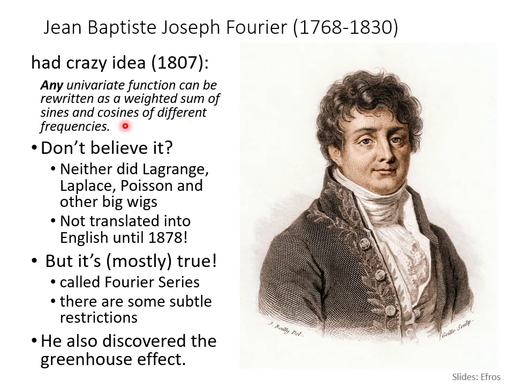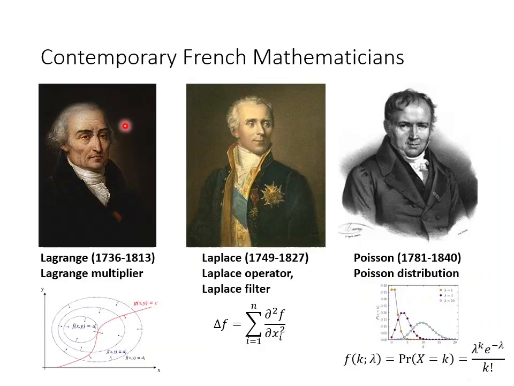Okay? And in his life, most people, in particular those great mathematicians, doubted the idea, and asked how to prove it. Those famous mathematicians include Lagrange. He is famous for the Lagrange multiplier, which is used to find the optimal solutions when you try to solve an optimization problem. And Laplace is famous for the Laplace operator and the Laplace filter.